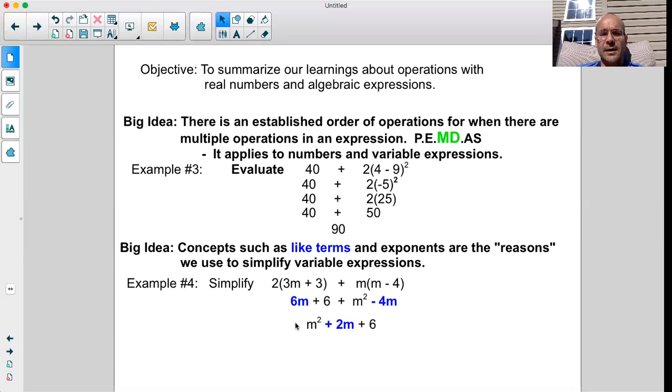So evaluating and simplifying are very similar. They're applications of PEMDAS. It's just that one is when you're going to get a number answer, and one is when you get a cleaner equivalent expression that it's a little bit nicer to look at.